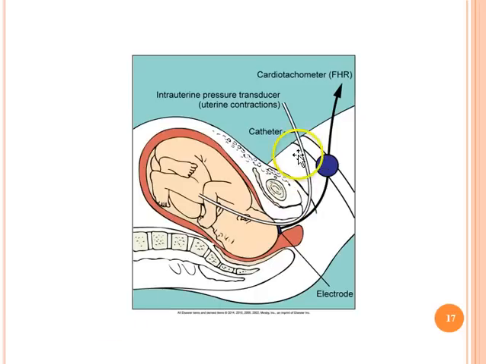Here you have the intrauterine pressure catheter, which goes in and it actually measures the contractions. And then this is the fetal scalp electrode that we twist into the baby's scalp. And this is just showing how we mount it to the thigh so it doesn't move around too much or become dislodged.